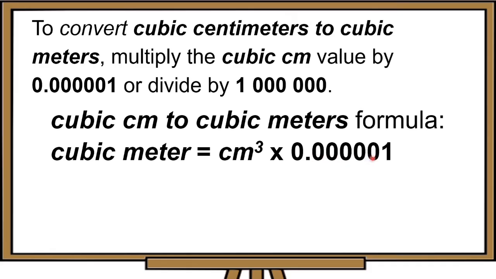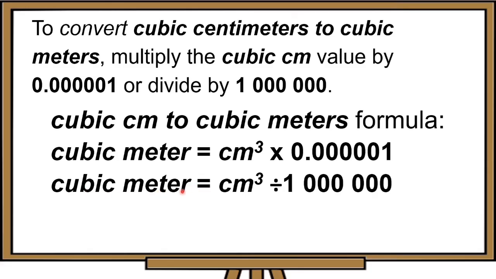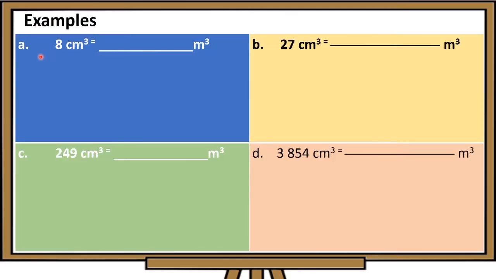Yung 1 millionth, bilangin natin yung 0, 0 point, and then 5 0 and then 1 sa dulo. Or you can use this formula. Cubic meter is equals to cubic centimeter divided by 1 million. Examples. Letter A, 8 cubic centimeters is equals to blank cubic meters. So let us use the first formula. 8 times 1 millionth. The spelling of millionth is million and may th sa dulo.